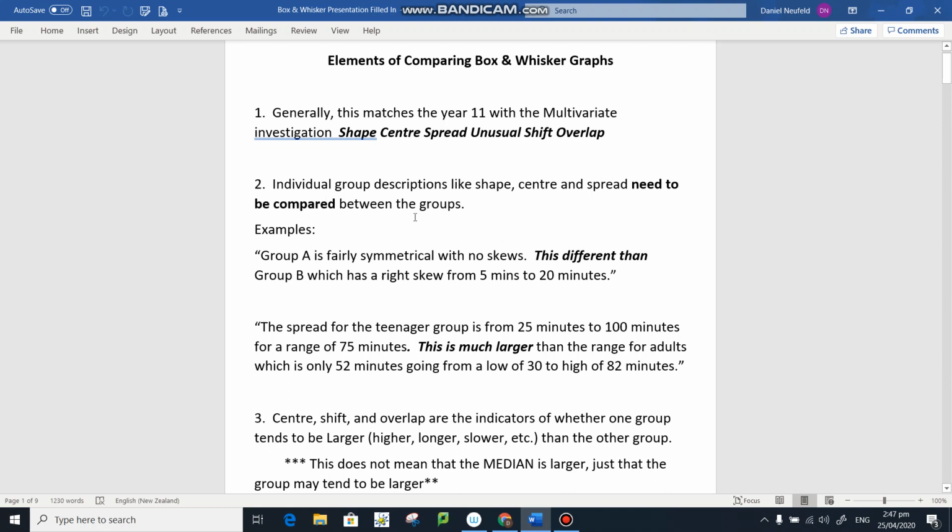Again, you need to compare both groups. That's the key thing. You can't just make comments about one group and ignore the rest. You have to always be making comparisons. So even something like this, where it's saying that one is fairly symmetrical with no skews, this is different then. So again, I'm tying in each time for each one.